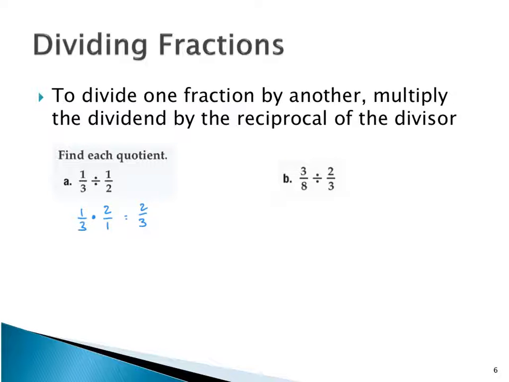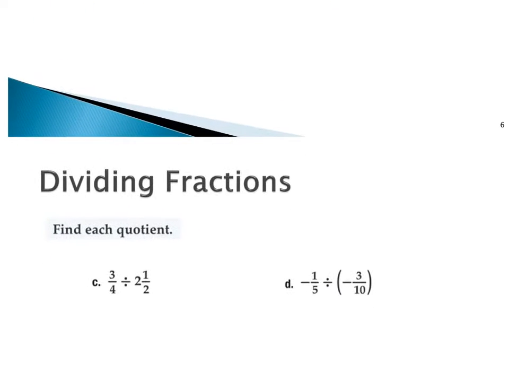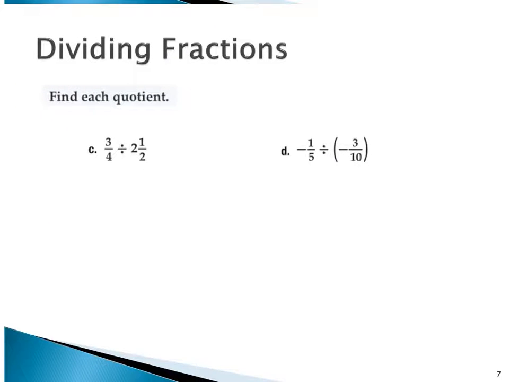Same thing with this other one. 3 over 8 times 3 over 2. I flipped it. Multiply across, and you have 9 over 16. Double check to make sure it can't simplify, and then you're done. Okay, you go ahead and solve these two. They are not written in your notes, so you are going to have to write them down and solve them somewhere on your paper.